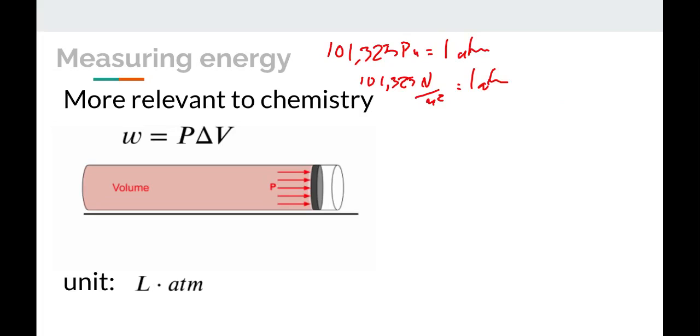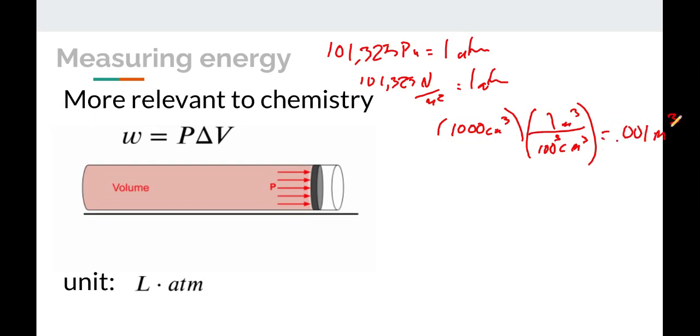Now let's think about liters. What's a liter? So a liter is 1,000 cubic centimeters. Let's convert that into cubic meters. So a cubic meter is 100 centimeters by 100 centimeters by 100 centimeters. And that comes out to 0.001 cubic meters.